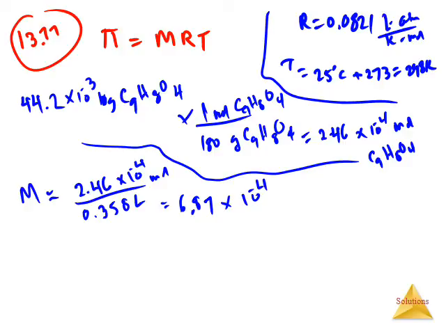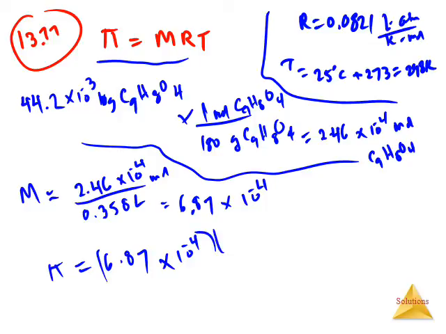Now I can calculate osmotic pressure by applying that expression. I now know the molarity, which is 6.87 times 10 to the negative 4. So that's the molarity value. And the R value, the ideal gas constant, which is pretty well known, is 0.0821 liter atmosphere per Kelvin per mole, and times 298 Kelvin.